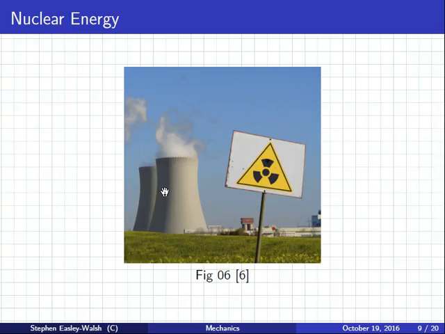This explosion, this bomb. It's like chemical energy, but it's much, much stronger than chemical. It's a different thing to chemical. It's stronger than chemical. Okay, continue. Nuclear energy.